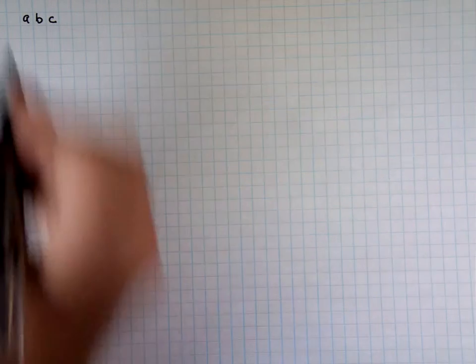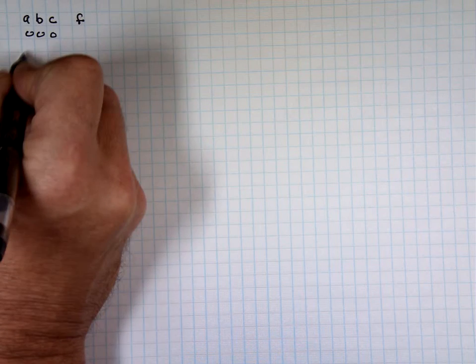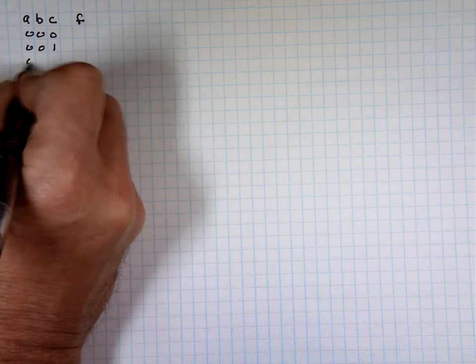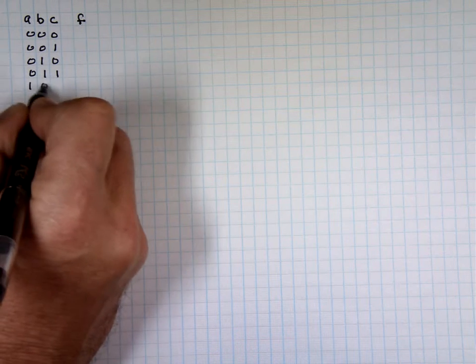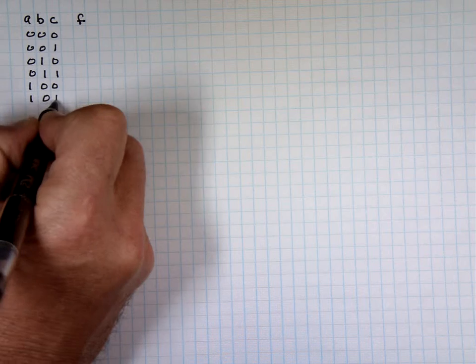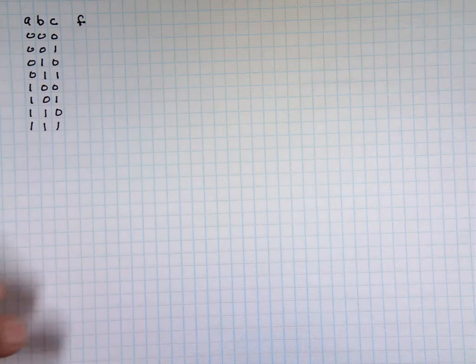And this is my output, F. 0, 0, 0, 0, 0, 1, 0, 1, 0, 0, 1, 1, 1, 0, 0, 1, 0, 1, 1, 1, 0, 1, 1, 1. These are all the combinations, 0, 1, 2, 3, all the way through 7. Let me put some 1s for it.